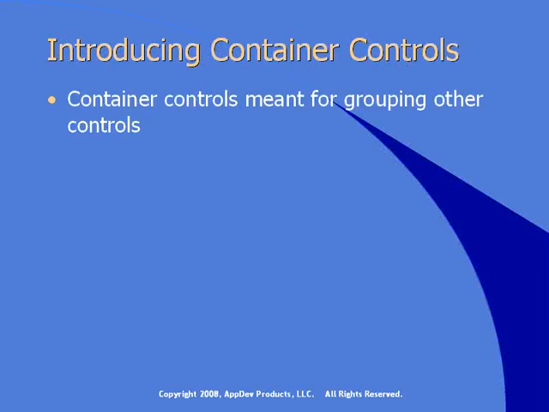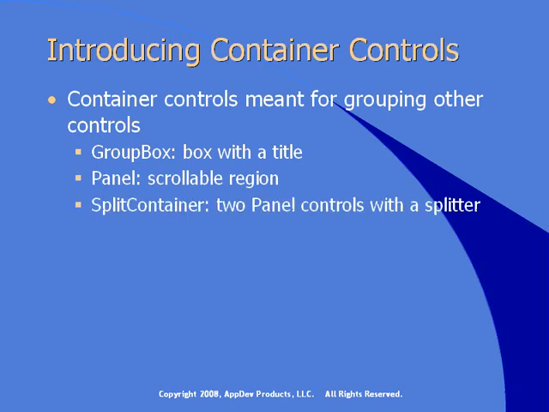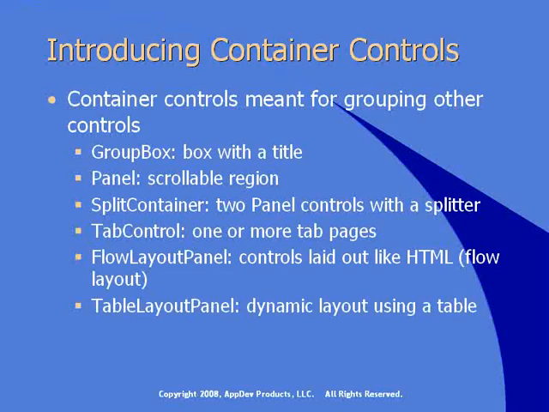Container controls are meant for grouping other controls. For example, there's a group box control, which is really just a box with a title, a panel, which provides a scrollable region, a split container, which is two panel controls with a splitter between them. There's a tab control, which provides one or more tab pages, the flow layout panel, in which controls are laid out like HTML with a flow layout, and a table layout panel, which allows dynamic layout using a table. We'll look at each of those in this section and the next.